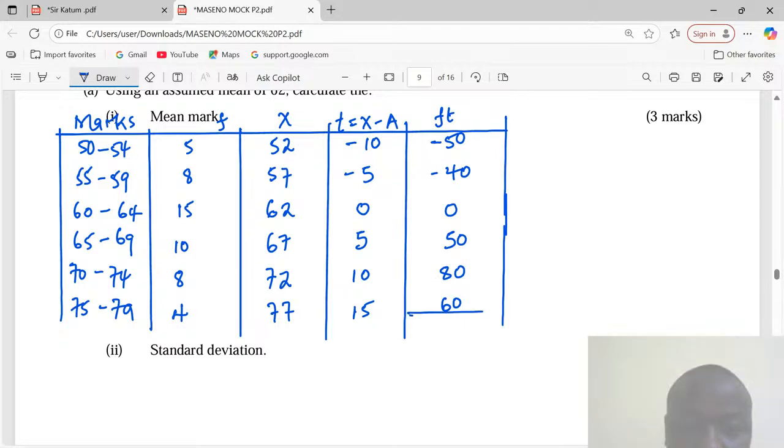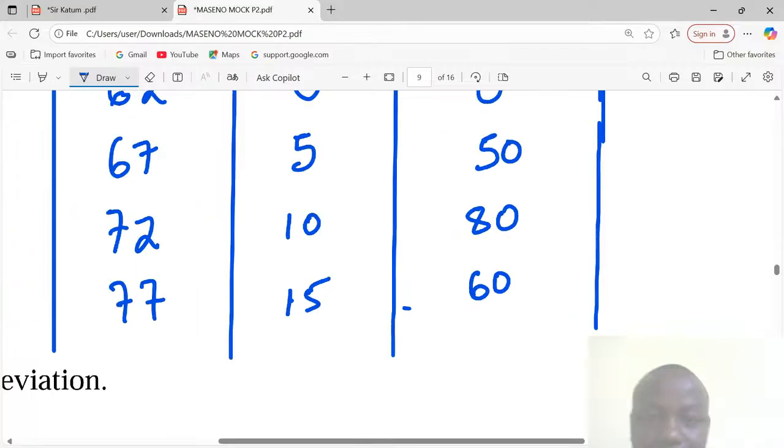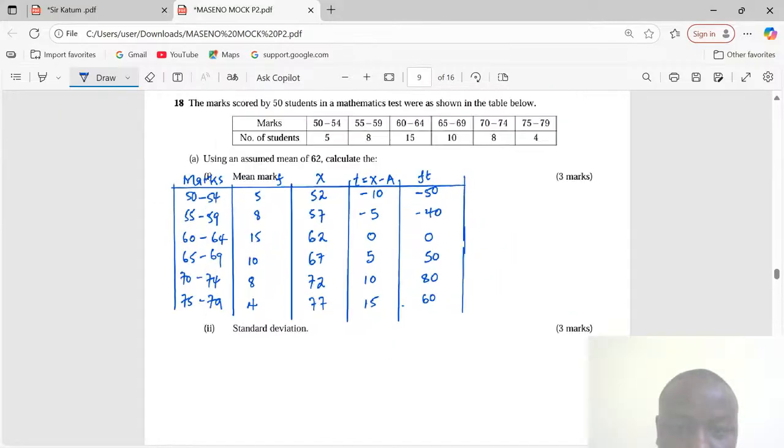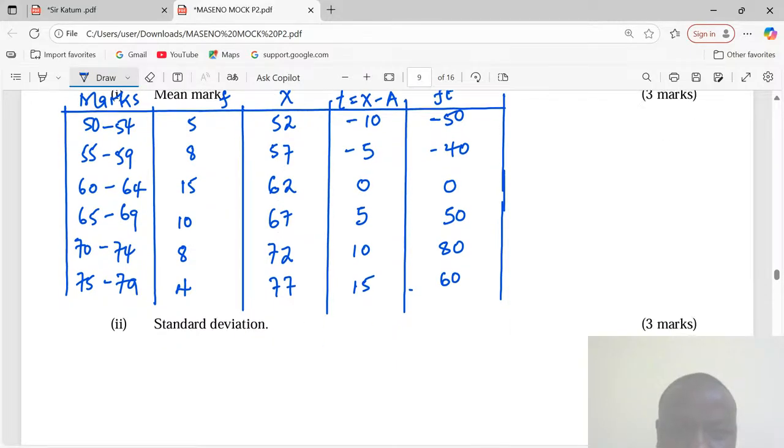We should talk about the summation of ft. Let me work it out. Today the screen is a bit unstable. I don't know what's happening.